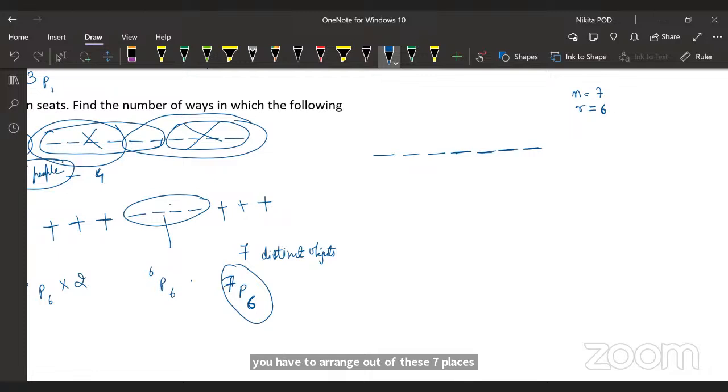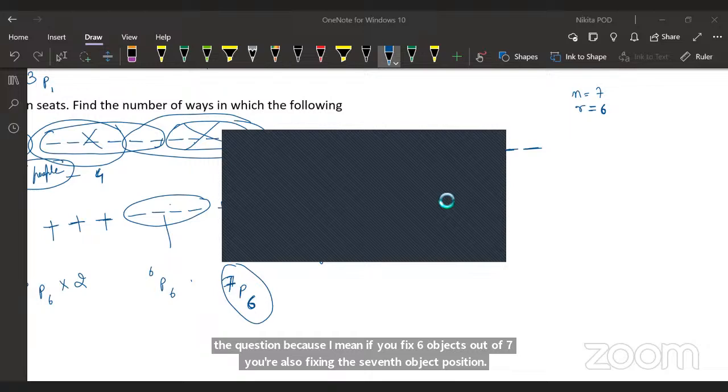But ma'am, this is where I'm differing. I just now thought about it. The answer would be the same whether you consider r as 7 or 6. The answer is the same, but the question is whether r should be 6 or 7 per understanding. Because if you fix 6 objects out of 7, you are also fixing the 7th object's position. You are not giving it a choice. That's my point, madam.